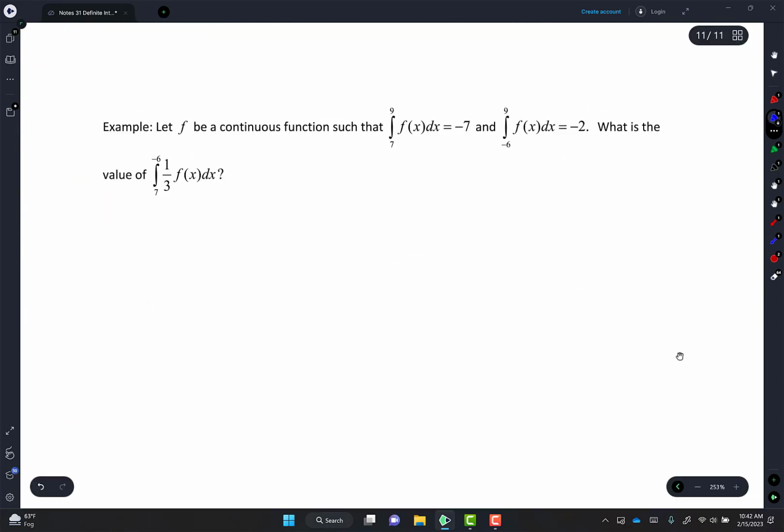Is this the last one? All right, last one. Let f be a continuous function, 7 to 9. All right, see if you guys can tackle this one, and then we'll do it together.